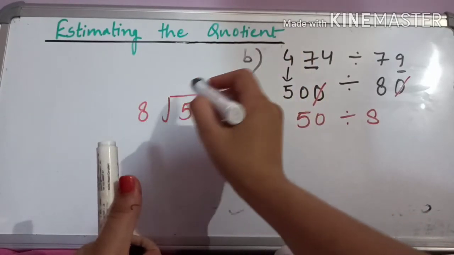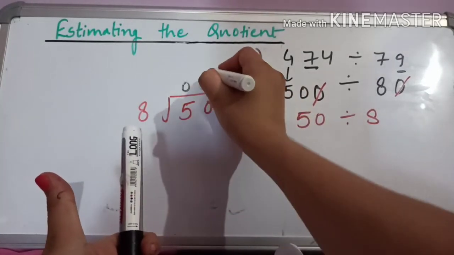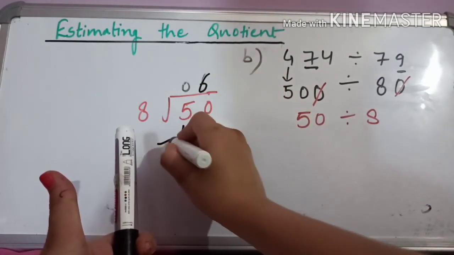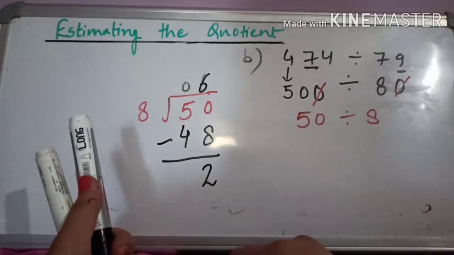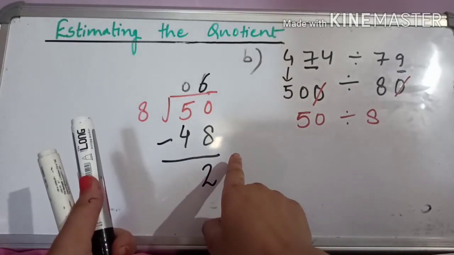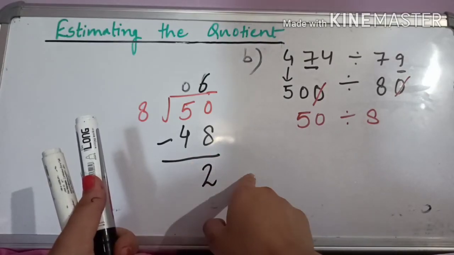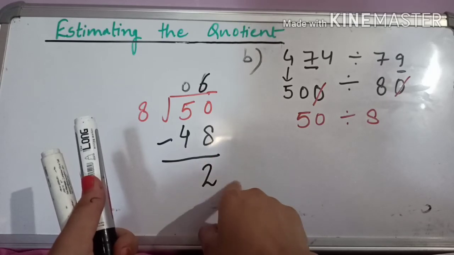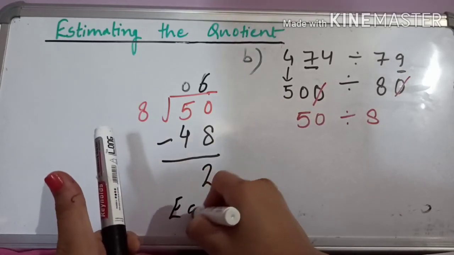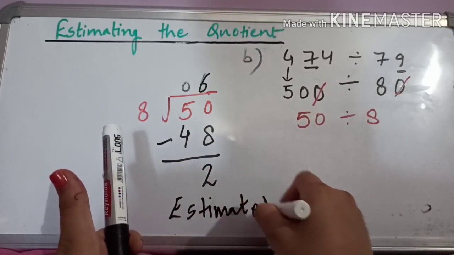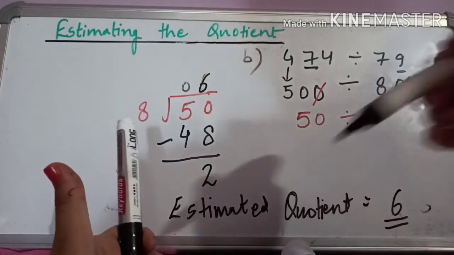8 5s are 40, 8 6s are 48. We got the remainder 2 and the quotient 6. In these cases, when we get some remainder, we will ignore the remainder. Okay, don't think that there is some remainder left, so our question is incorrect. No, if there is some remainder left after rounding off, we will ignore the remainder and our estimated quotient will be equal to 6.